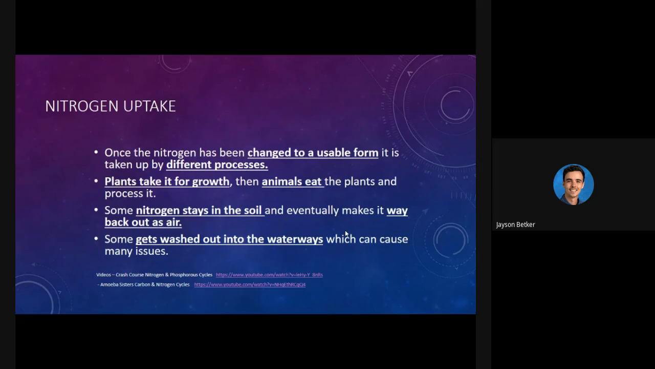Once the nitrogen has been changed to a usable form, it's taken up by different processes. So we spread that fertilizer, and then plants will use it to grow bigger. And then animals will eat those plants to process it, and then we grow bigger.